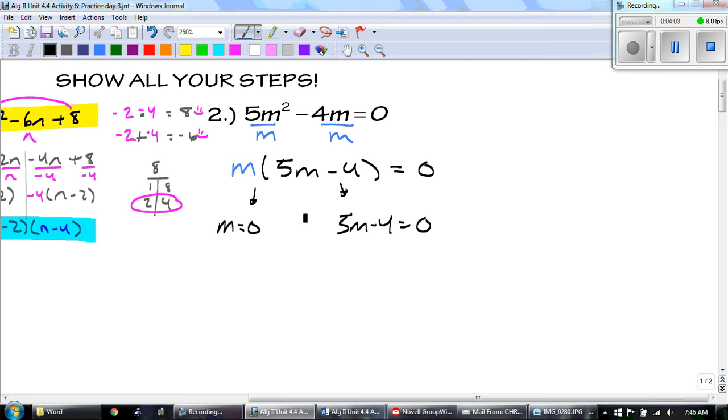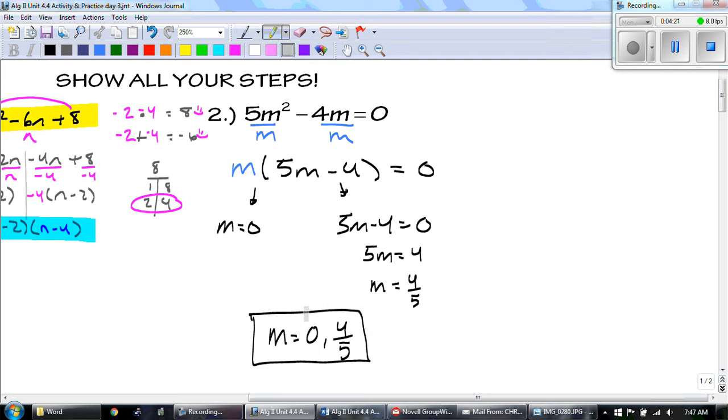Well, the m equals 0, that's already done. So for here, I would add the 4 to the other side and then divide by 5. And then the last step would be to put my two answers in order from least to greatest. Okay, I'm doing this solving a little bit faster only because you've been solving for a very long time. Okay, you guys should be used to that by now.